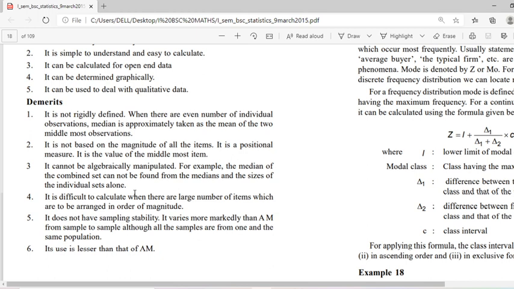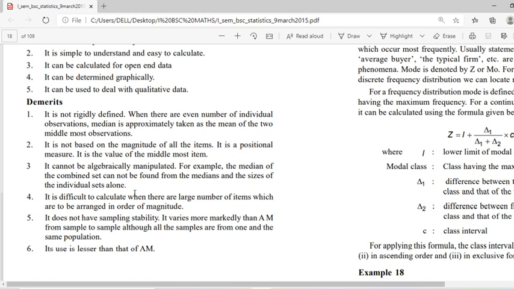It cannot be algebraically manipulated. For example, the median of the combined set cannot be found from the medians and sizes of the individual sets. Suppose there are two sets of observations, then we will have two medians, so we cannot determine the median of the combined set using the individual medians. But in the case of arithmetic mean, that is possible. If one set has arithmetic mean x1 bar and another has arithmetic mean x2 bar, then the combined arithmetic mean can be computed. That is not possible in the case of median.